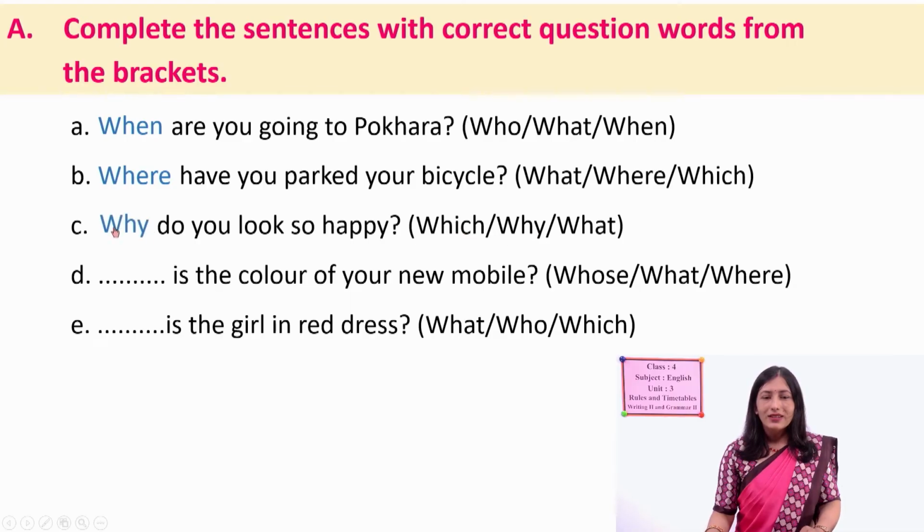Why? Why is this the correct answer? Because it asks for a reason. Why do you look so happy? Yes? Now, D number: is the color of your new mobile.